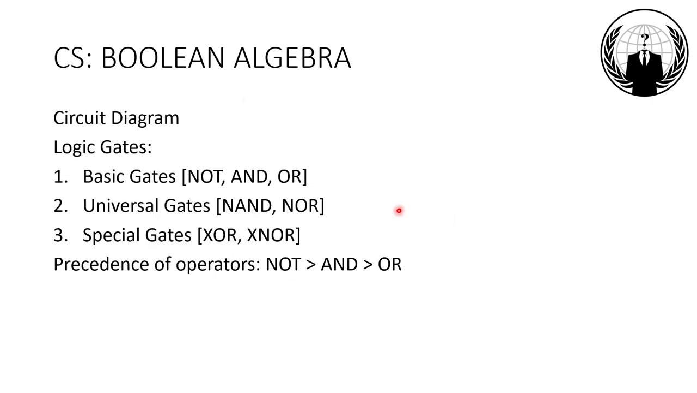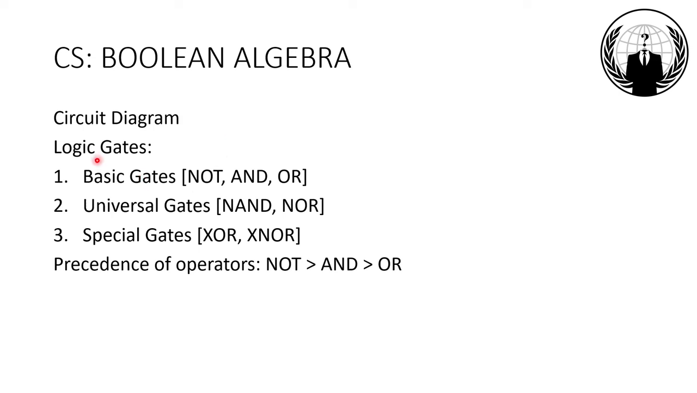Now here comes the next topic, circuit diagram. As we have seen, we have been using the operators to solve the functions. Now here come the gates. What are gates? Gates are the pictorial representation of the operators which we use to represent a given Boolean function in the form of a circuit diagram. So the pictorial representation of the function is known as the circuit diagram of that function.